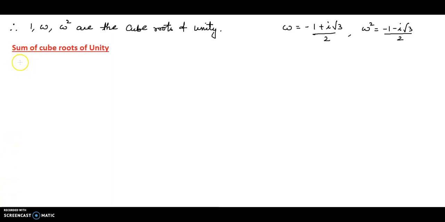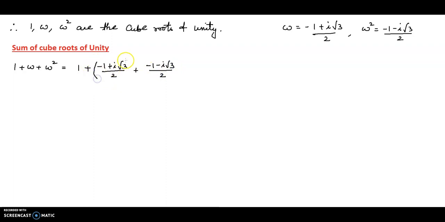So let us see the sum of cube roots of unity. The cube roots of unity are 1, omega and omega square. Let us add all the three: 1 plus omega plus omega square. Remember, omega value is (minus 1 plus i root 3) whole divided by 2, and omega square is (minus 1 minus i root 3) whole divided by 2.